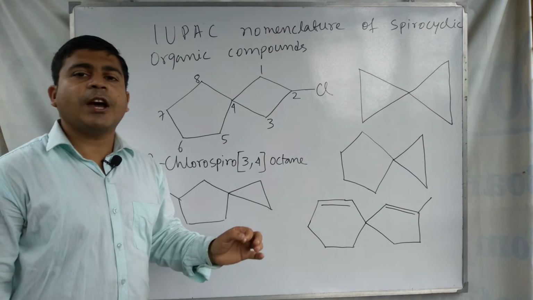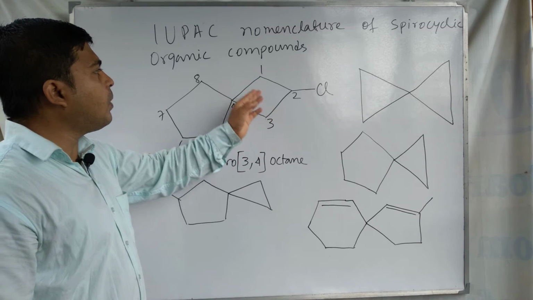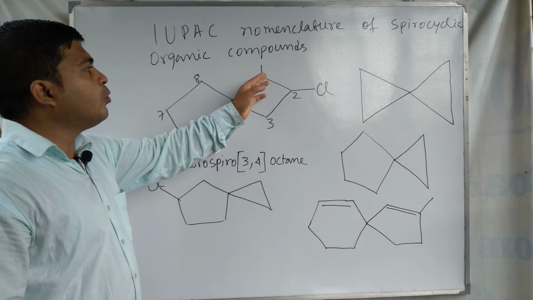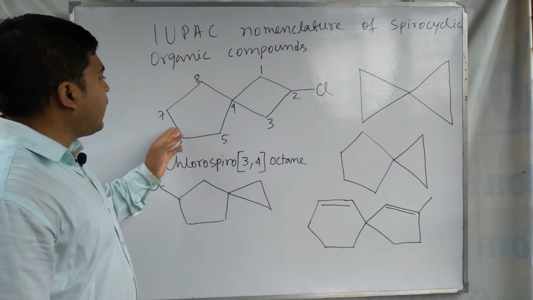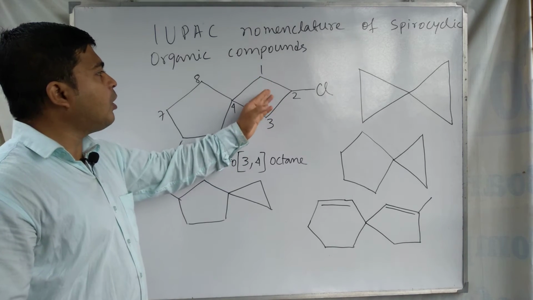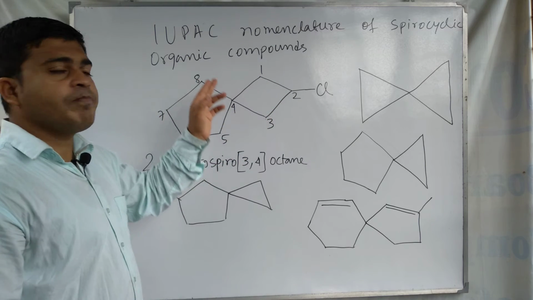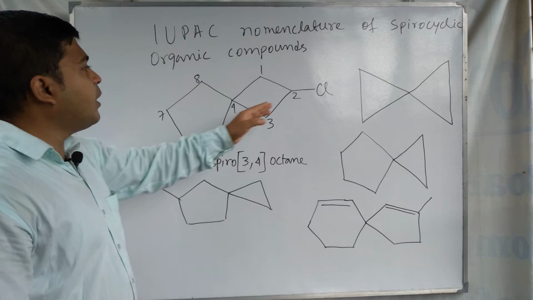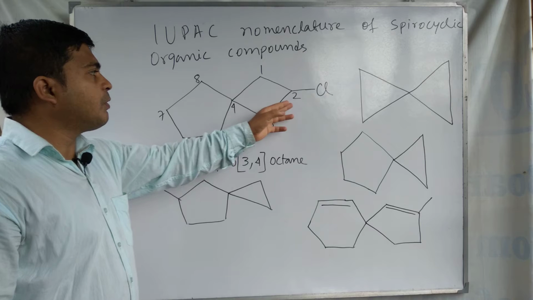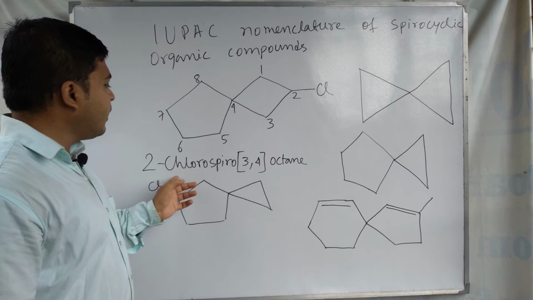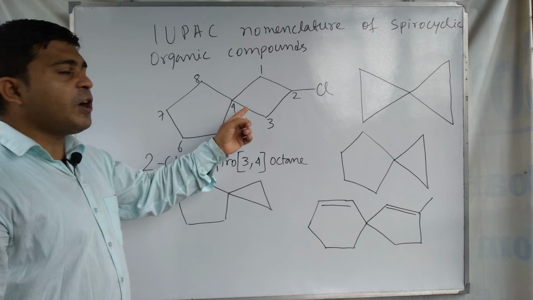So again I am discussing the process for writing the IUPAC name of this spirocyclic compound. In this case we have to number the smaller ring first and after that the larger ring. This one is the smaller ring and we number 1, 2, 3, 4, 5, 6, 7, 8. After that we see the substituent chlorine is present at the 2 position of this compound. So we write the name of this substituent as 2-chloro, and after that, this is a spirocyclic compound.